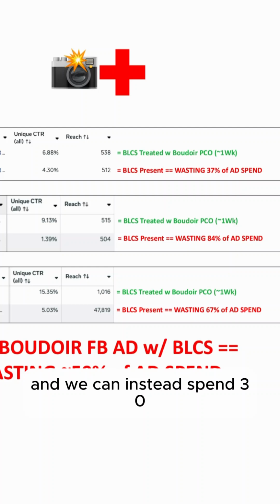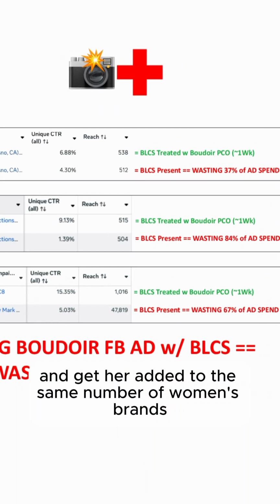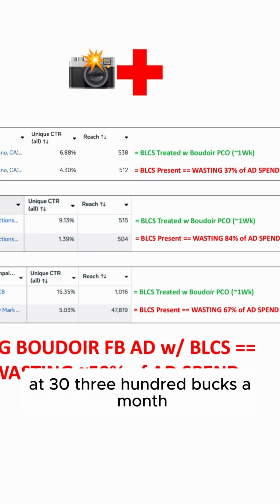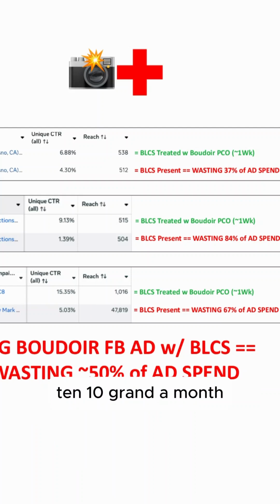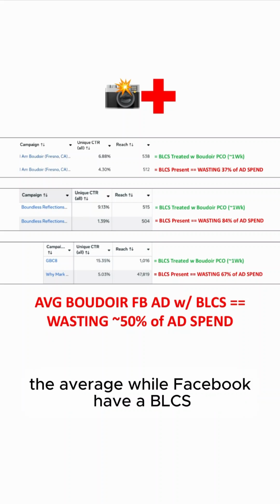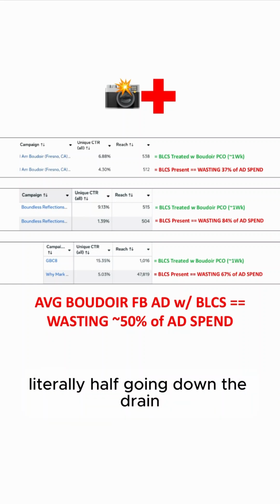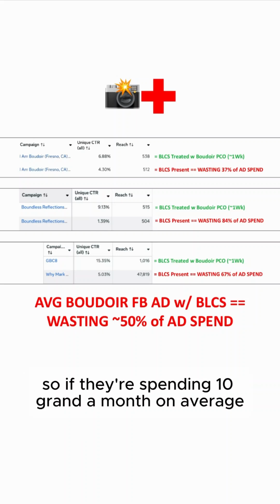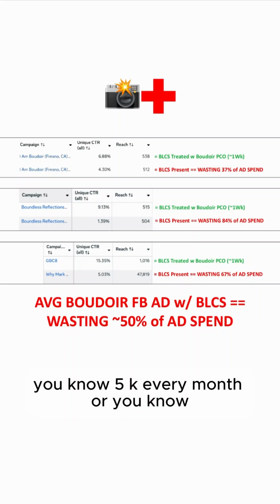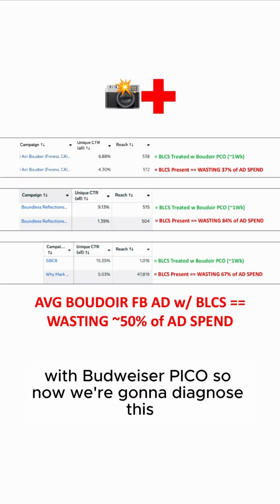And we can instead spend 3,300 bucks a month on the Boudoir Pico treated ad and get our ad into the same number of women's brains at 3,300 bucks a month, compared to the original at 10 grand a month. And from all the numbers here from my testing, the average Boudoir Facebook ad with BLCS wastes approximately 50% of its ad spend, literally half going down the drain. So if they're spending 10 grand a month, on average, that's 5K every month, or approximately 60 grand over the next 12 months being wasted without Boudoir Pico.